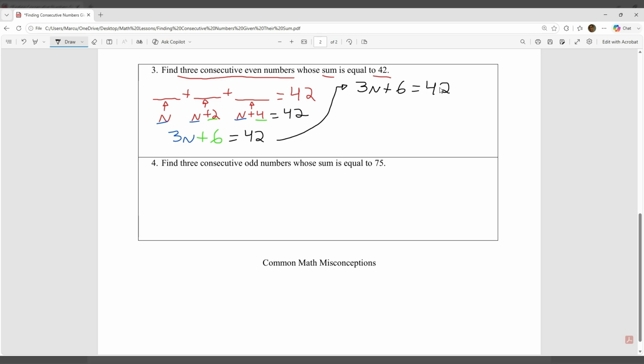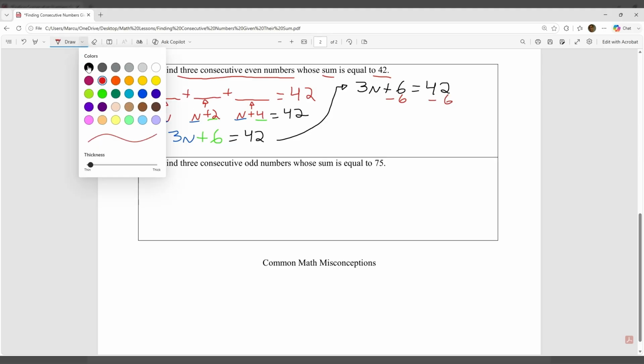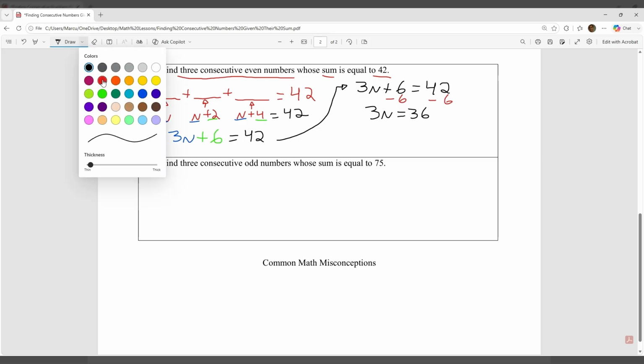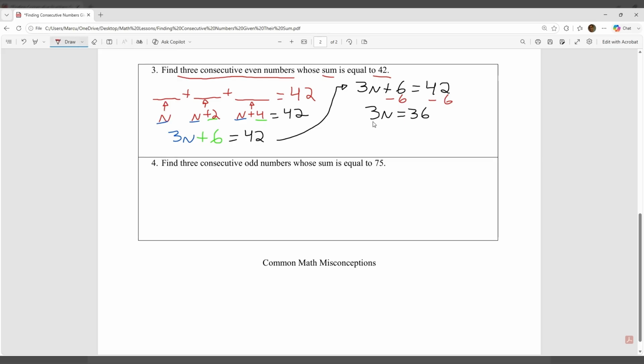So your next step here is to solve this two-step equation by using inverse operation. So instead of plus 6, we subtract 6 both sides like this. And now we do 42 minus 6. That's going to give us 36. So that's 3 times n equals 36. Again, inverse operation. So instead of times 3, you're going to divide both sides by 3. And we get n is equal to 12.